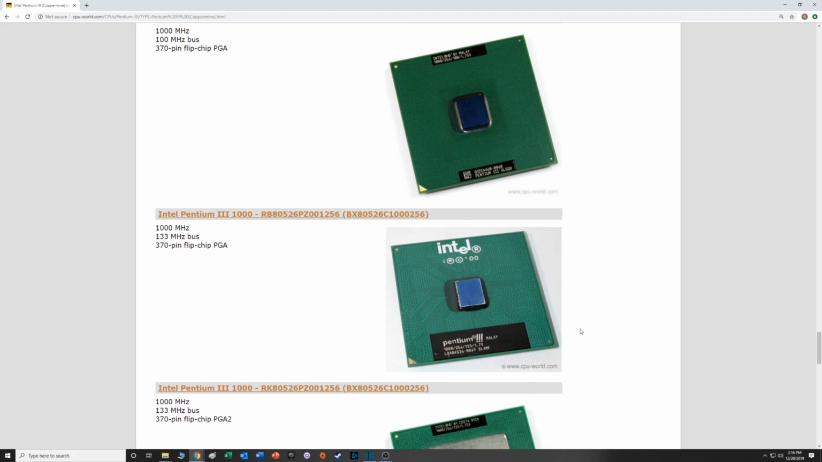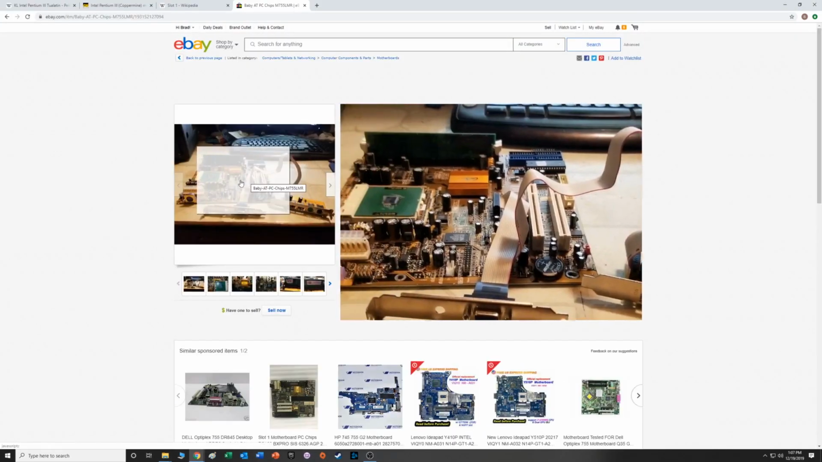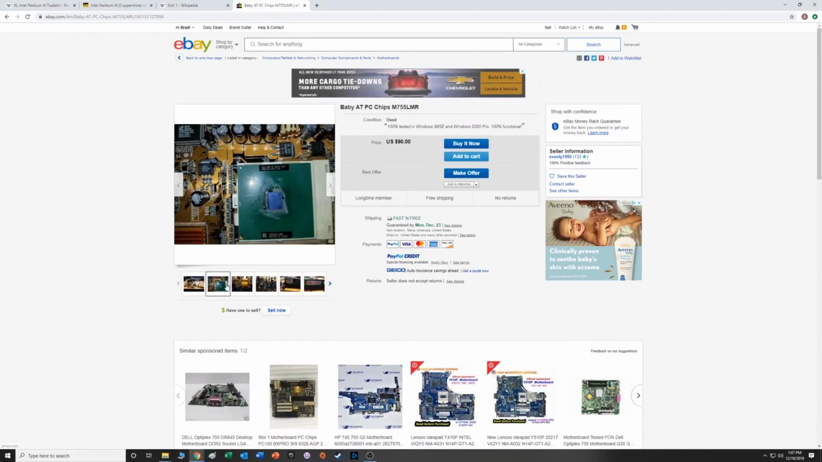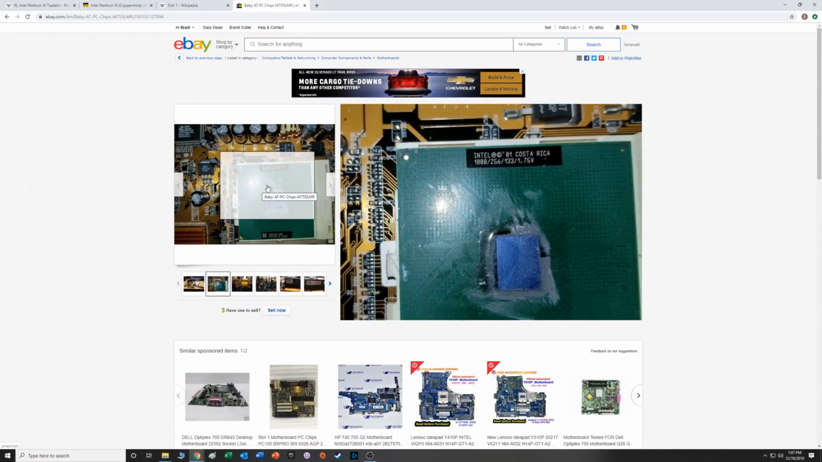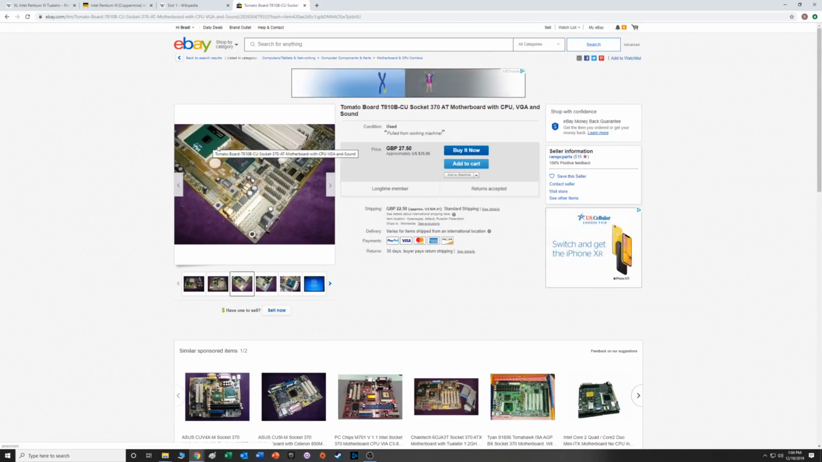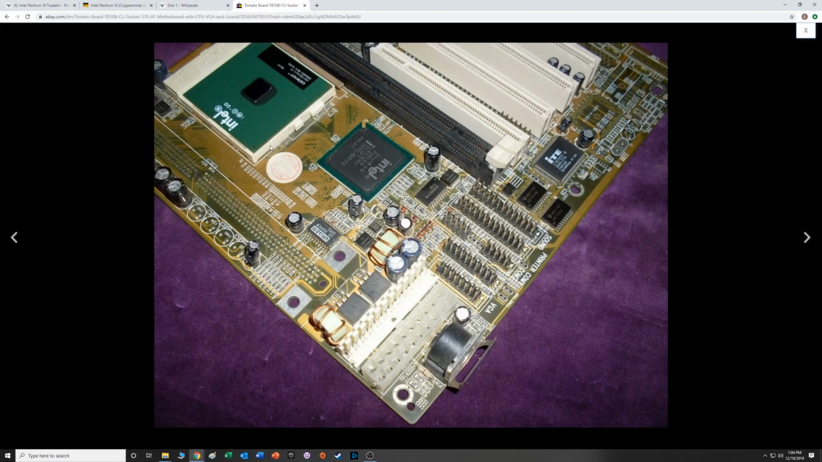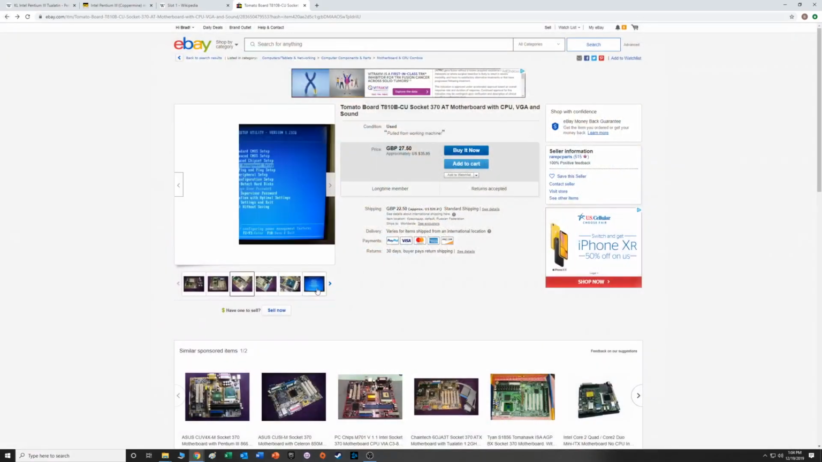Now, in terms of actually finding a motherboard which will take the 1 gigahertz processor, that actually proved to be not terribly difficult. As you can see here, I found one that already had a 1 gigahertz processor on it. And in another case, an 800 megahertz Celeron processor, which should actually take a 1 gigahertz Coppermine as well. So there are a number of boards, just going through eBay, that will accept the 1 gigahertz Coppermine processor without too much of a problem.